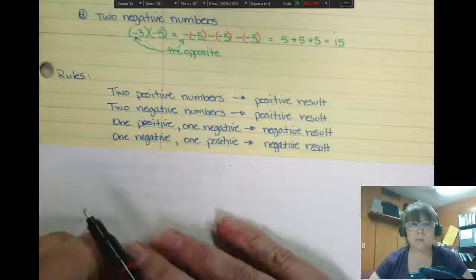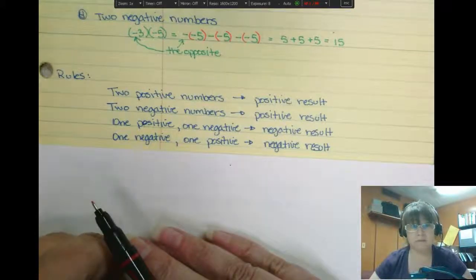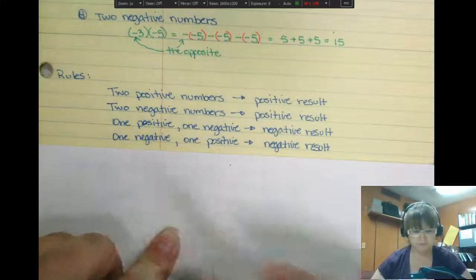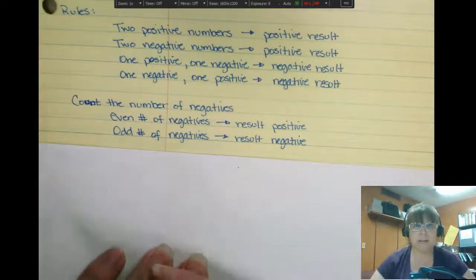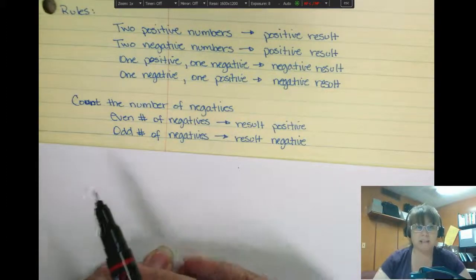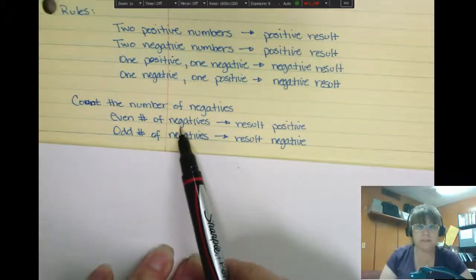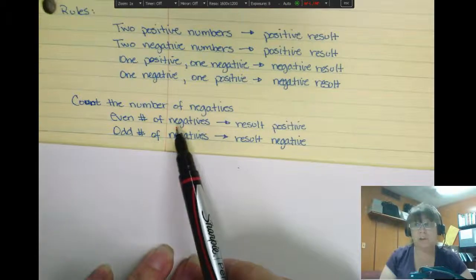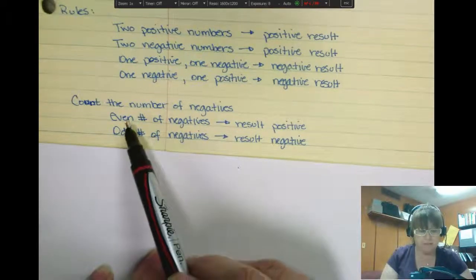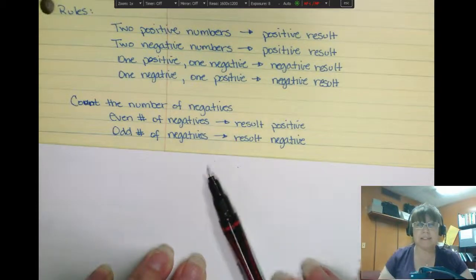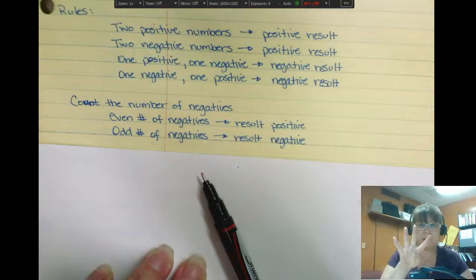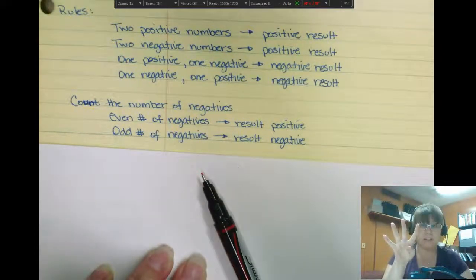Now you may be asking, what happens if I have 3 negative numbers or 4 negative numbers? Well, there's even a nice way of figuring out if your result is going to be positive or negative. It depends on the number of negatives that you have in your expression. If you have an even number of negatives, your result will be positive. Think of it like this. Let's say I have 4 negative numbers. I don't even care what the negative numbers are. Let's say they're all 2s. Negative 2 times negative 2 times negative 2 times negative 2.